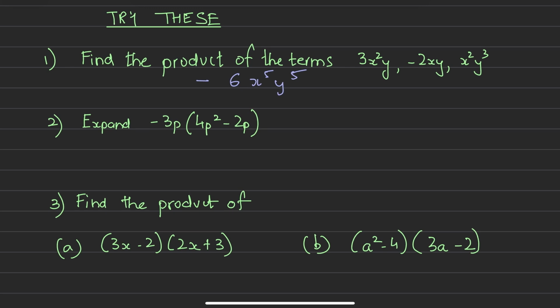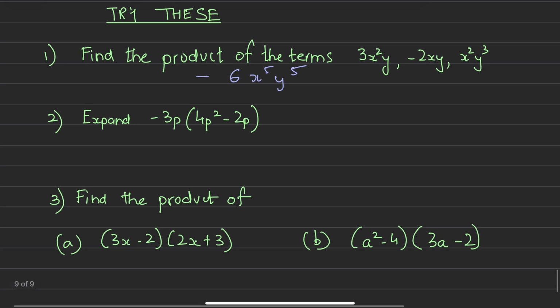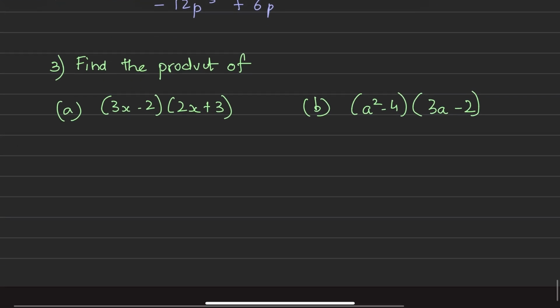Nice. Next one, expand. Expand means one is monomial with the binomial. So how do we do? This with this and this with this. Sign, numeral, variables. First sign, negative 12p cube. Signs, negative and negative is positive. 3 2s are 6p square. That's it. Because they are unlike terms now, we stop here.